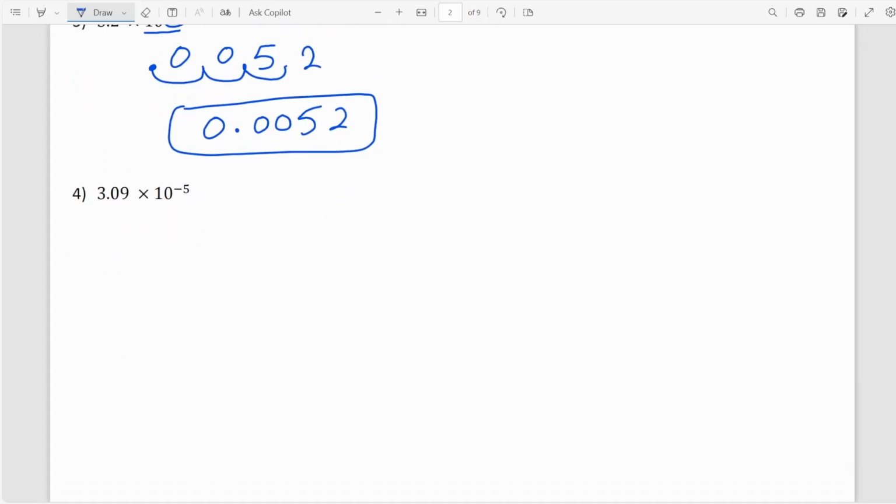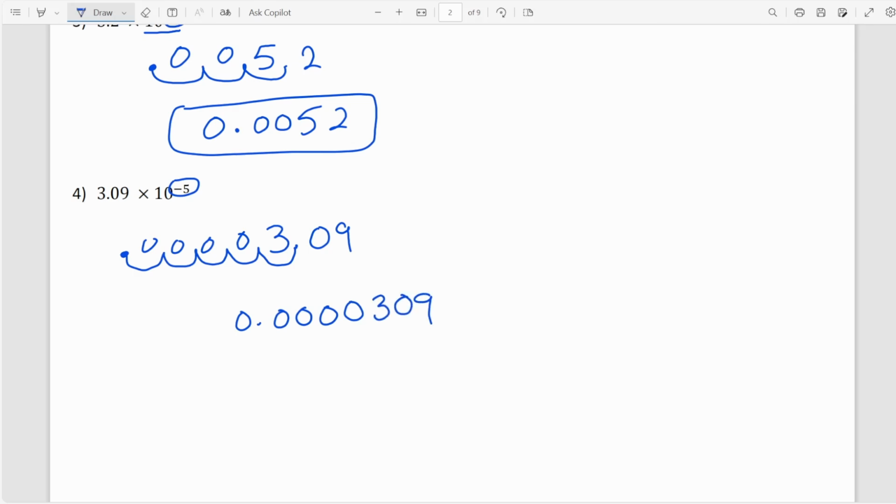Let's move on to the fourth example. We have 3.09 multiplied by 10 to the power of negative 5. So again, I will move to the left because the power is negative by 1, 2, 3, 4, and 5. And I will put my decimal right here. And we have zeros instead of all those loops. So the final answer is 0.0000309. So hopefully you get the idea. All right, now let's move on.